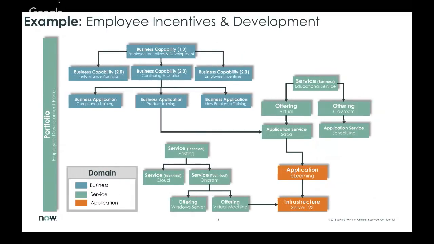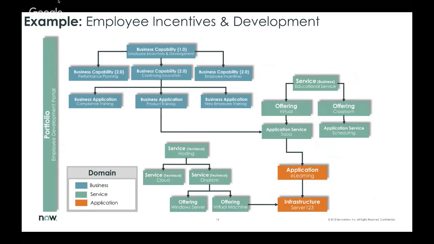So the third example is employee incentives and development. So same kind of model. You've got performance planning, continuing education, and employee incentives as the leaf node capabilities. And then the business applications are compliance training, product training, and new employee training. In this example, we're just showing how the offerings can be virtual or classroom in this particular business service. And then you see the application service that underpins that.